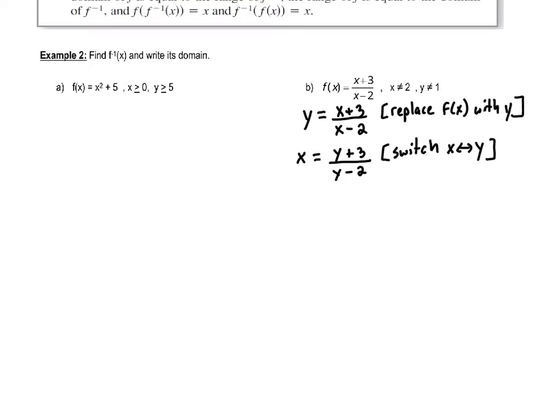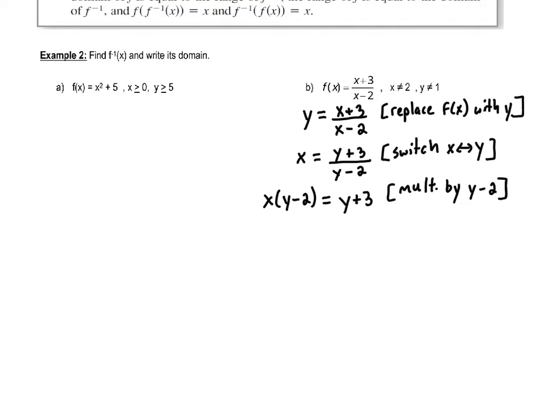So example 2b is a little more challenging because it's a rational function, meaning there is a fraction involved, and there is an x variable in both numerator and denominator. So I've gone ahead and shown you the first two steps, which really aren't complicated. I've replaced f of x with y, and then we switch the positions of x and y, and since there were two x's in the original, both of those now become y variables.